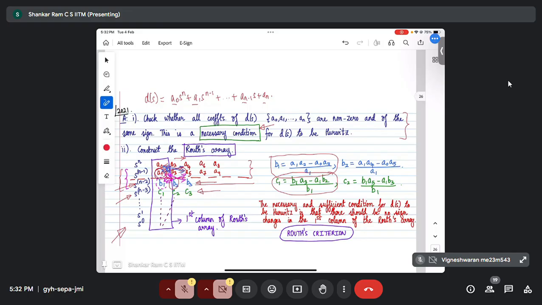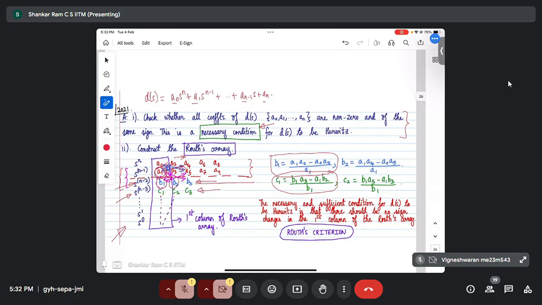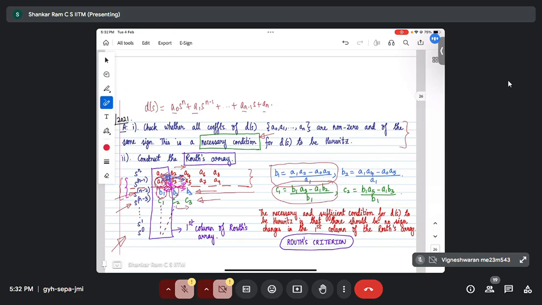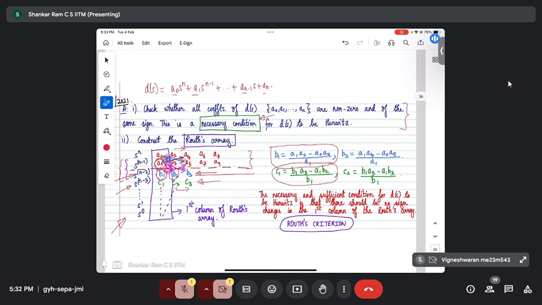Okay, so for C1, we multiply B1 and A3, subtract the product of A1 and B2, and divide now by B1. For C2, we shift one row to the right. We multiply B1 and A5, subtract the product of A1 and B3, and divide by B1 once again. Okay. So like this, we keep on filling the routes array. And then what happens is that we get the first column of the routes array.